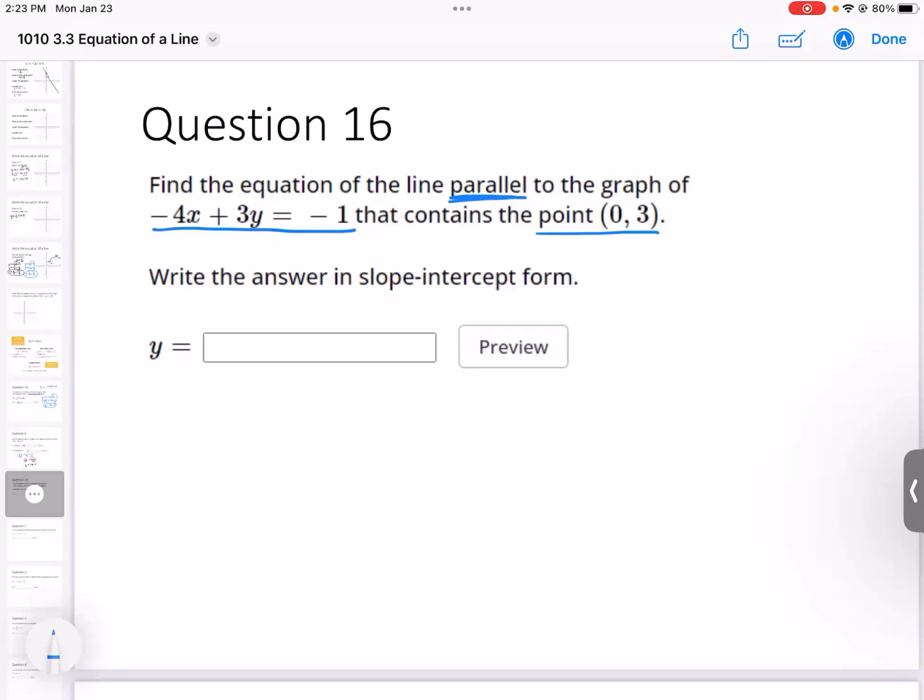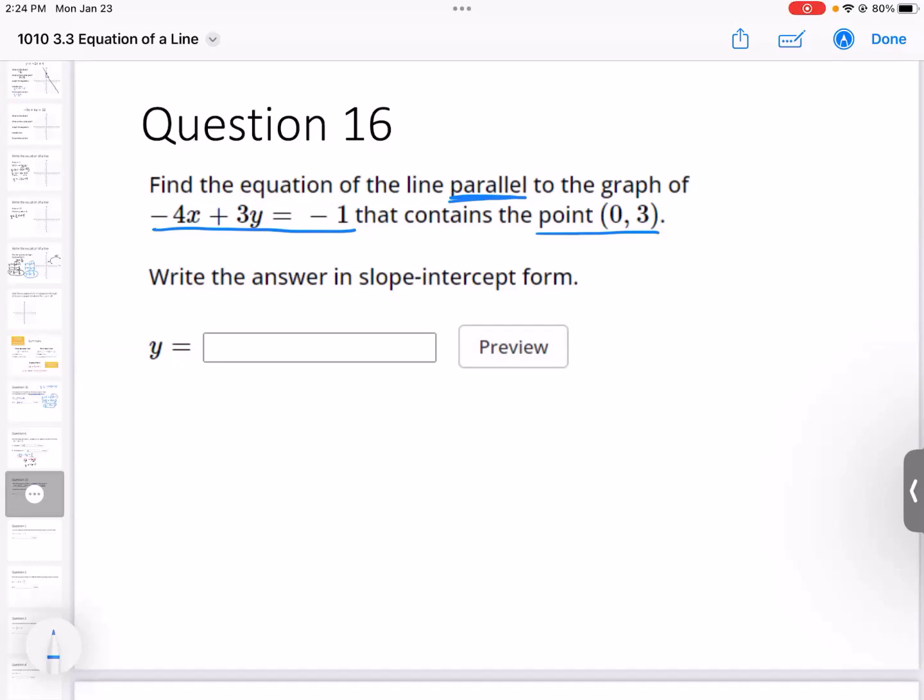in order to solve this one, I need to think about, well, which form is going to be easiest? Do I have a point and a slope, or do I have an intercept and a slope? Point slope. And actually this point ends up being an intercept, because if x is 0, that's where the y-intercept is.